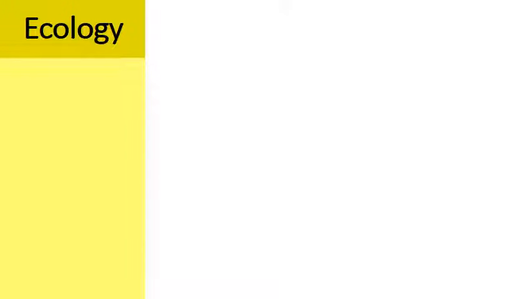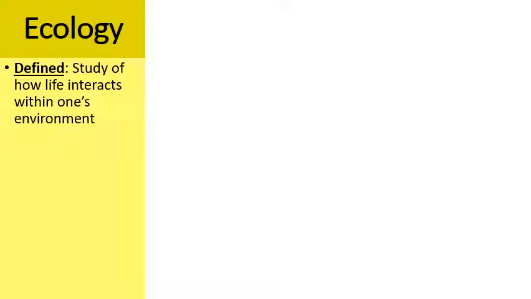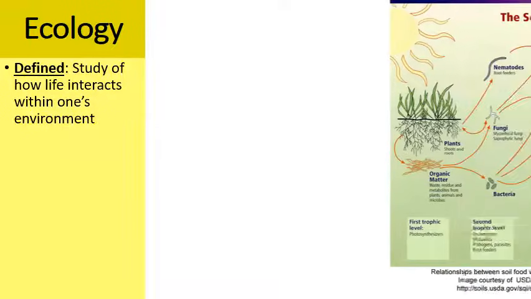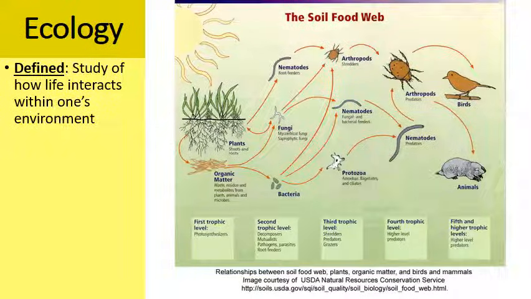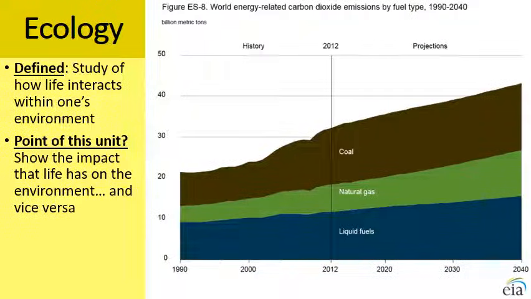Well, let's start by defining what ecology is. It's the study of how life interacts within one's environment. Here's a picture of a food web, and this food web shows how life interacts by transferring nutrients from one organism to another as organisms feed upon each other. This is a great example of what we've learned by studying ecology, how energy moves throughout the ecosystem, for instance. The whole point of ecology is really to show the impact that life has on the environment and vice versa.